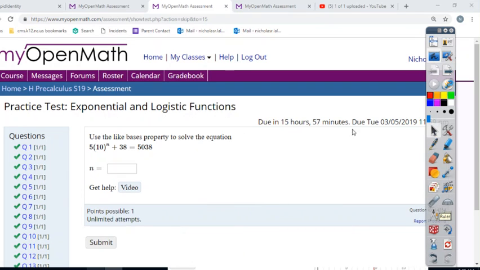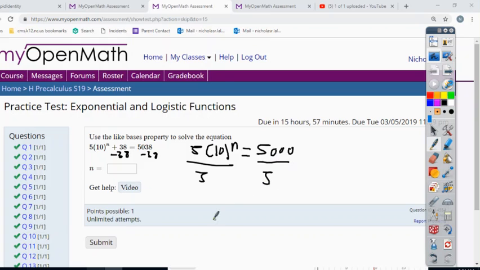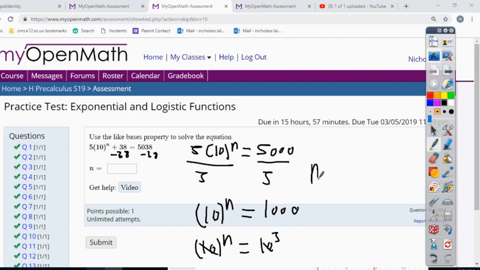Use the one-to-one property to solve. Subtract 38. 5 times 10 to the n is equal to 5,000. Divide each side by 5. 10 to the n is equal to 1,000. Alright, and 1,000 is 10 to the 3. So cancel out the bases. n is equal to 3.